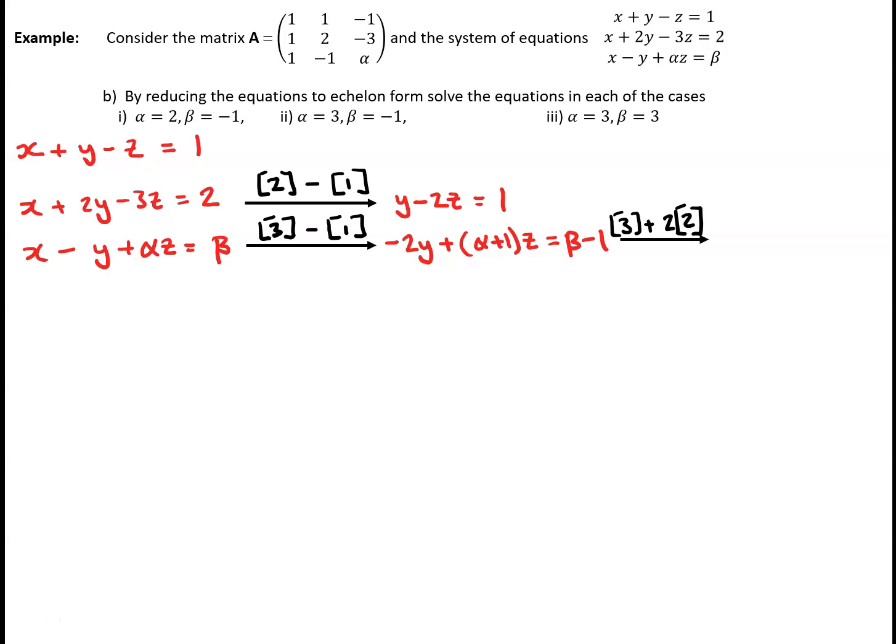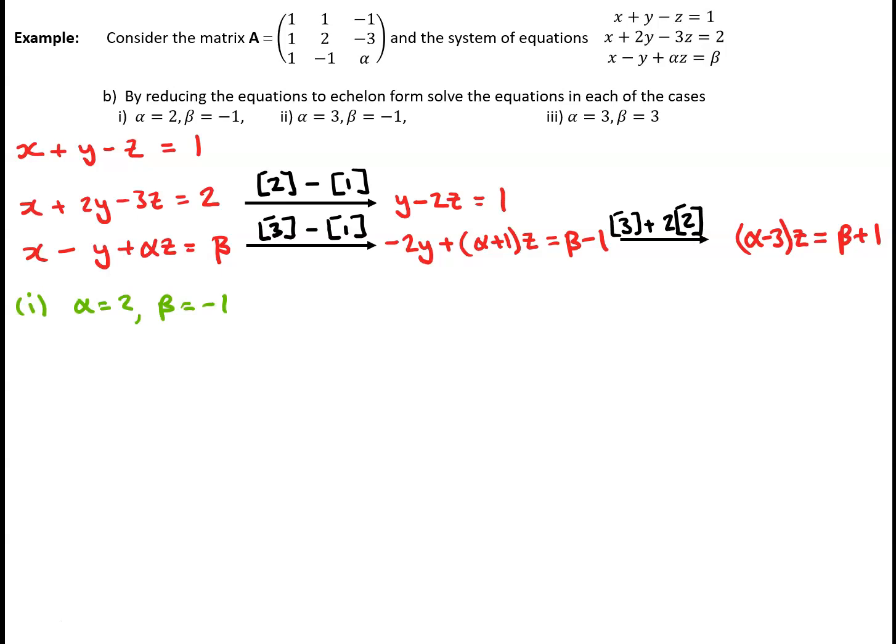So that's going to give me minus 2y plus 2y, which is the 0y that I was aiming for. Then I've got alpha plus 1 times z plus 2 times minus 2z. So that's going to give me alpha minus 3 lots of z equals beta minus 1 plus 2 lots of 1, which is beta plus 1. So I've got alpha minus 3 times z equals beta plus 1. So I've done my reduction to echelon form.